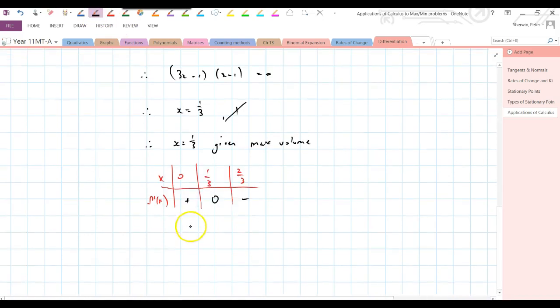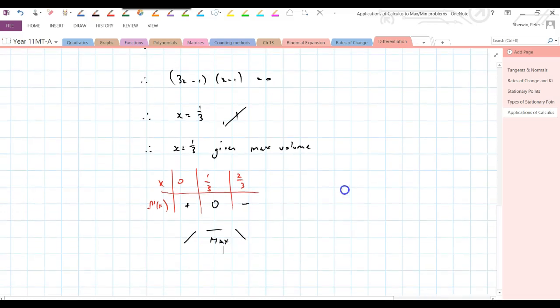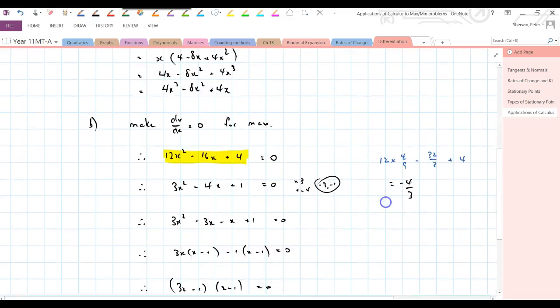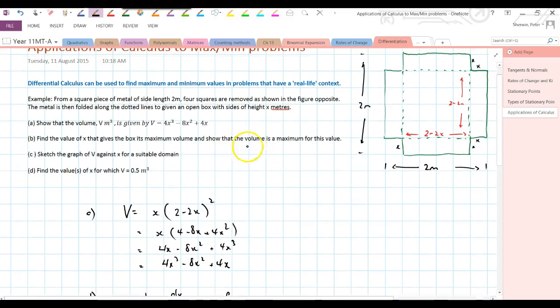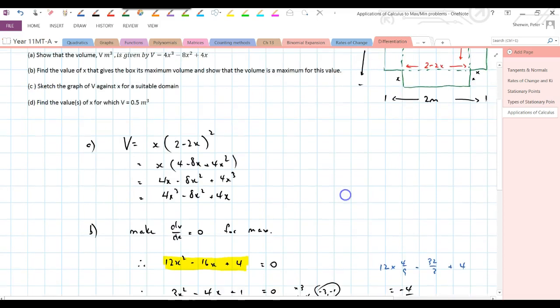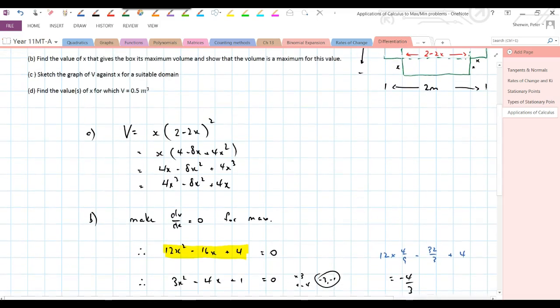So this is going positive, 0, negative. So therefore a max. We verify that it is actually a maximum at 1/3. So we can give that a tick, and we can move on. We've shown that the volume is a maximum for this value. Sketch a graph of V against X for a suitable domain. So this is the time to get the calculator out.